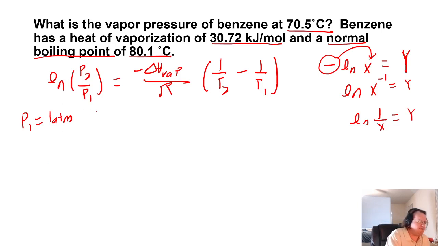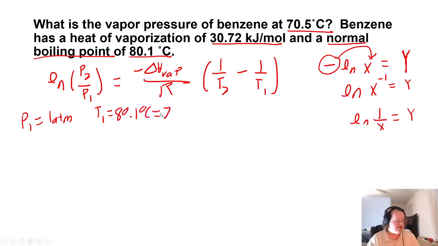So if P1 is 1 atmosphere, T1 is 80.1 degrees Celsius, which I'm going to go ahead and convert to Kelvin. I really should be able to add 273 in my head just fine, but I'm going to calculate it using 353.1 Kelvin. I only added 273. If you add 273.15, that's fine as well. That'll be slightly more accurate. This was just what I was doing initially in my work.